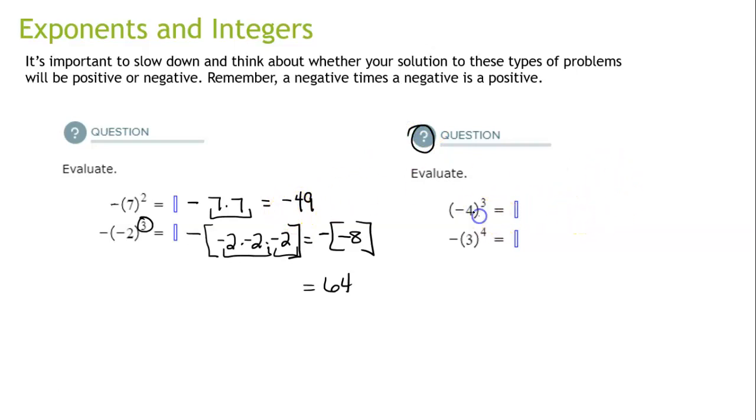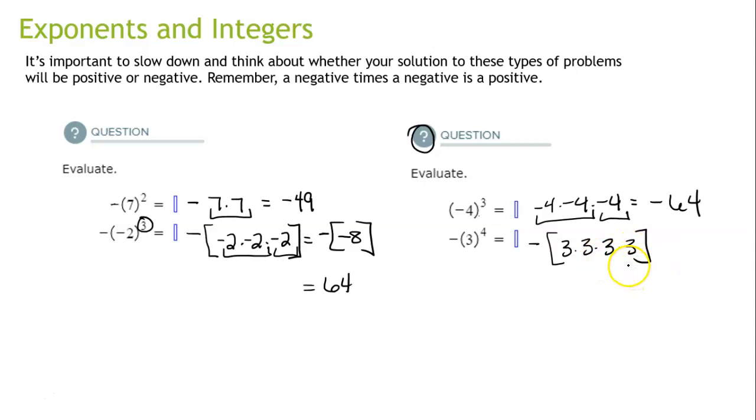Hopefully you saw that the negative was on the inside of the parentheses for the first one, so it's -4 times -4 times -4. -4 times -4 is +16, but times another negative becomes a -64. For this one, the negative was on the outside, so you're actually just doing 3 times 3 times 3 times 3. 3 times 3 is 9, 9 times 3 is 27, 27 times 3 is 81, but there's a negative on the front, so we have to put a -81 in there.